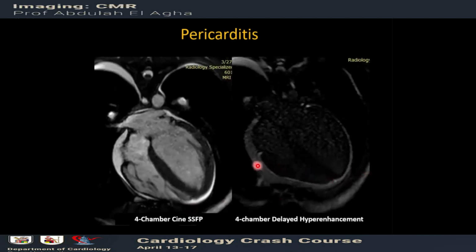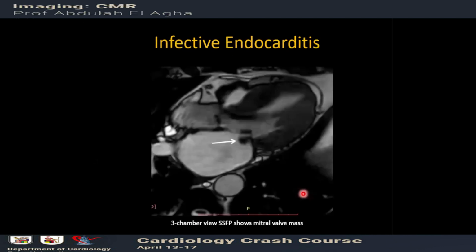Okay. And this is the late gadolinium enhancement. You see a circumferential late gadolinium enhancement of the pericardium. So this is pericarditis.